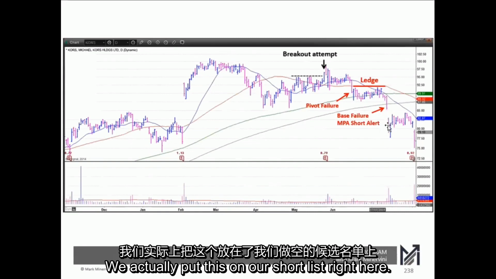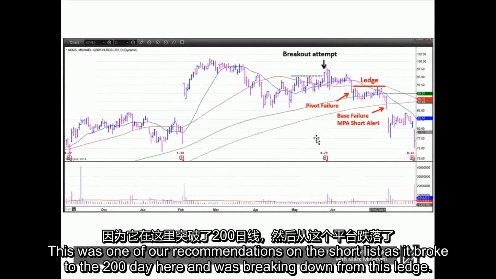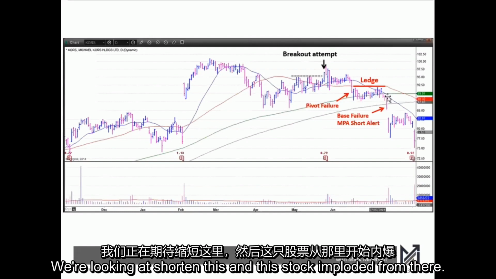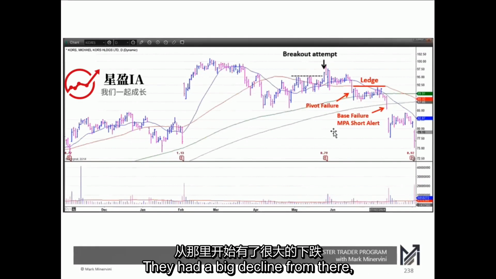We actually put this on our short list right here. This was one of our recommendations on the short list as it broke through the 200-day here and was breaking down from this ledge. So it went from a potential buy over here to, not long later, within a number of weeks, we're looking at shorting this. And this stock imploded from there. It had a big decline from there.